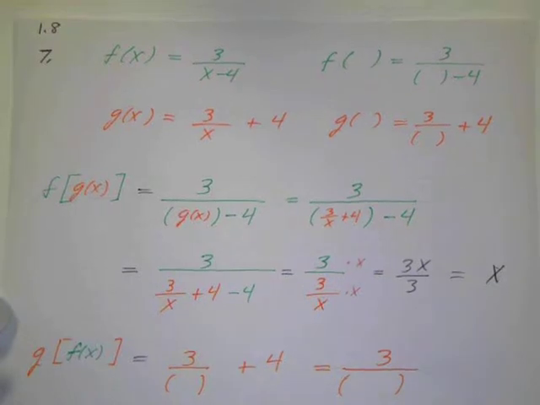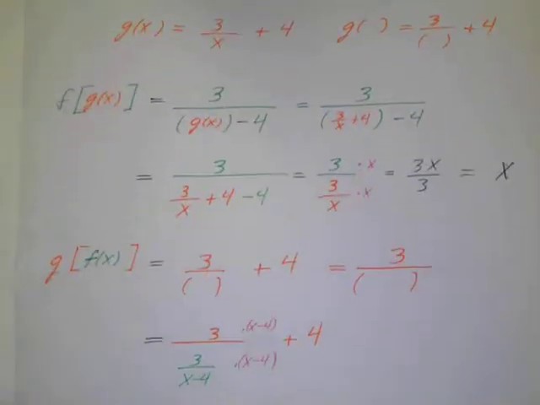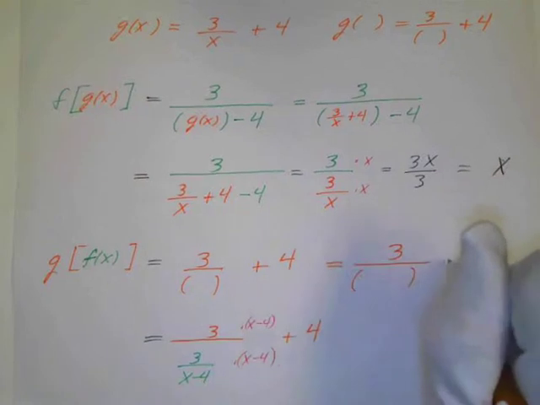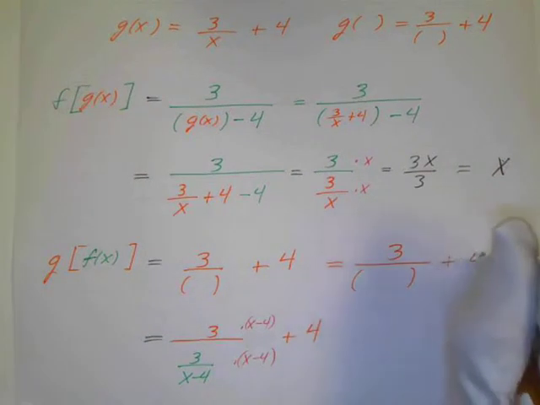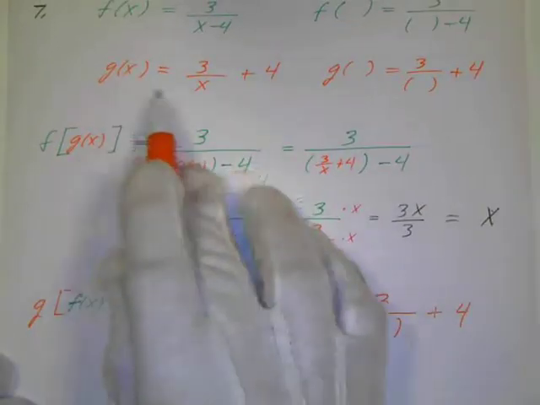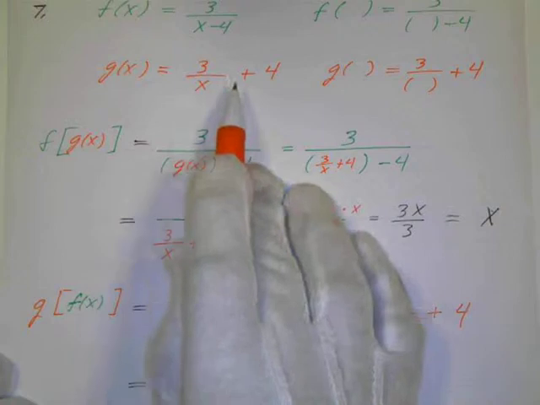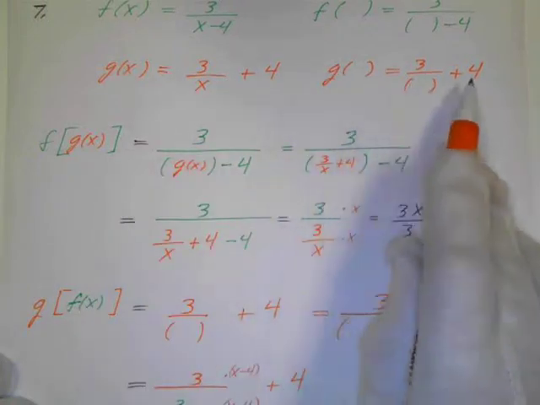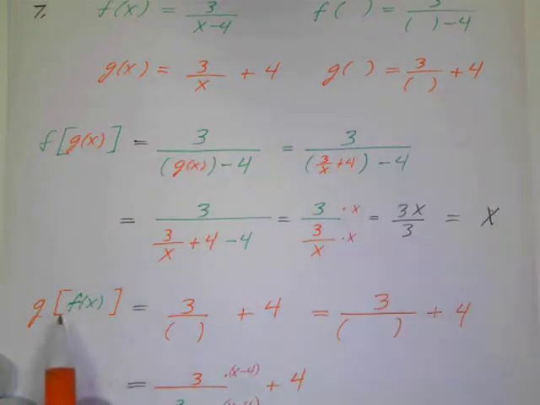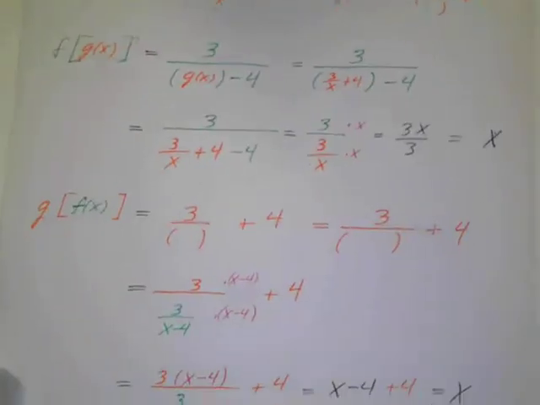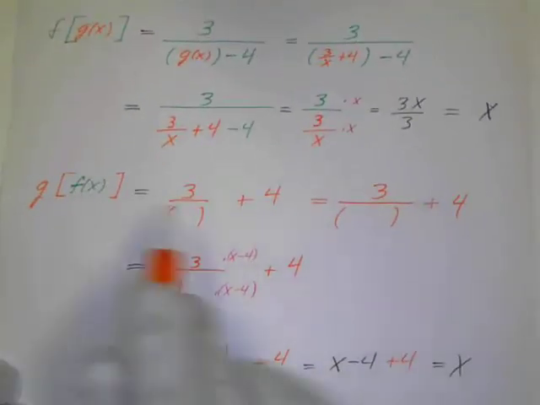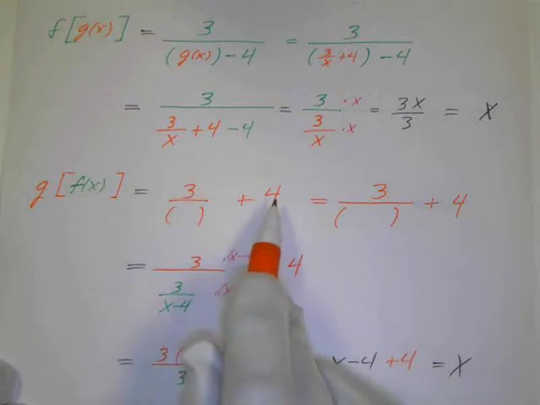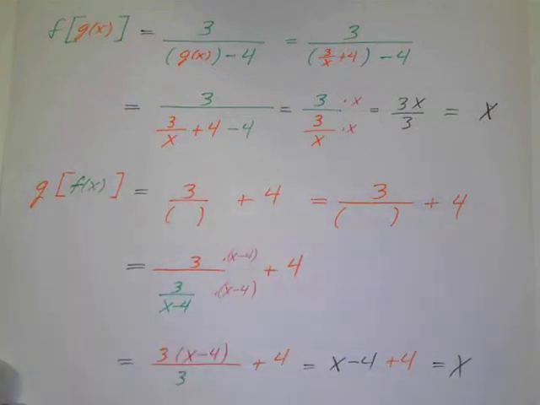Let's take a look at the other part. Now we're going to go g of f of x. Forgot to write my plus 4 over here. And now remember the g function tells us this. G of x is 3 over x plus 4, so g of something is 3 over that something plus 4. So we're going to take g of f of x, so my outside function is the g of x, so I'll write it down. 3 over something plus 4, and then in this case that something's going to be f of x, so we'll put the f of x in there.